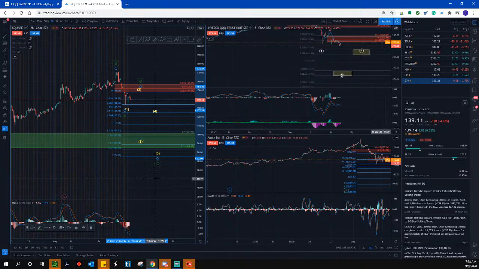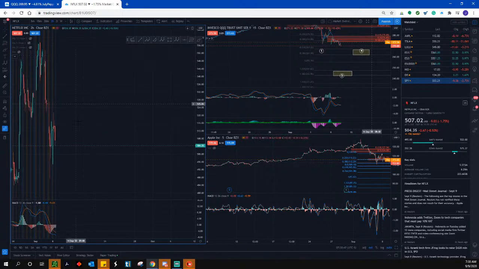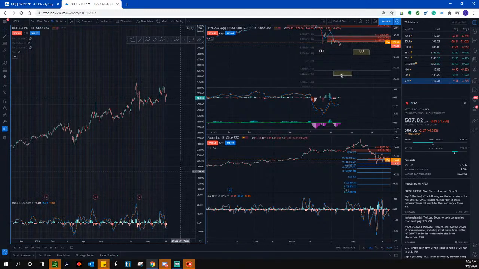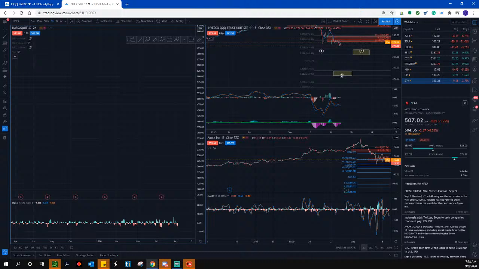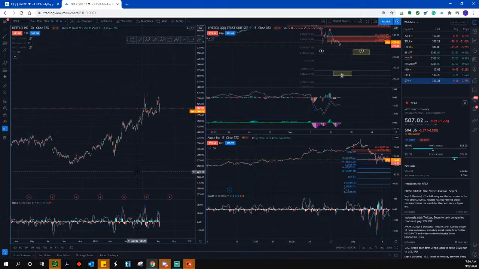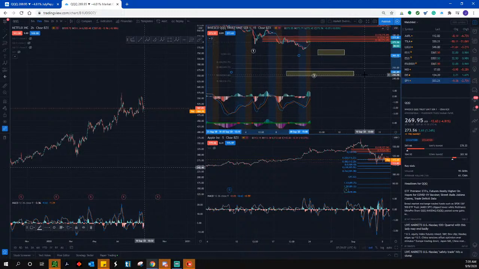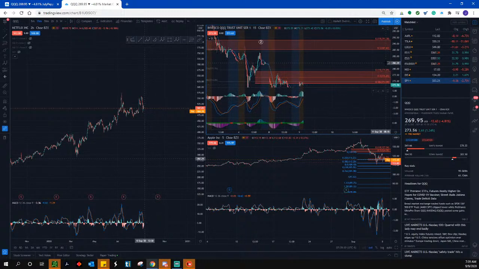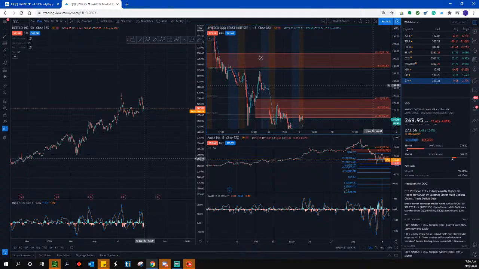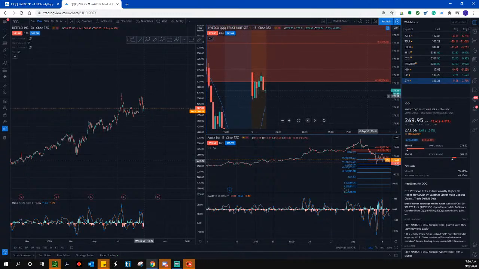All right, let's see. Do Netflix. Keep this open. QQQs and SPY open while we're doing these charts, so everyone can track to see what it's doing.